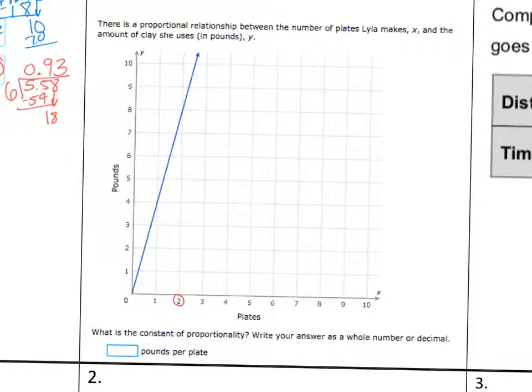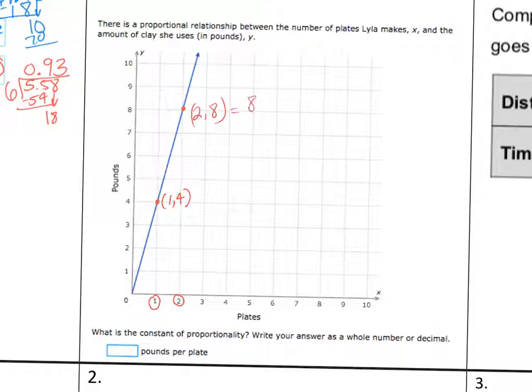So if you look here, if we're looking at 2 plates, how many pounds does she use for 2 plates? We could go up on the graph and see that it's somewhere around here. It's probably 8. I think it is exactly on 8. And then we could look at 1 plate, and that's 4. So remember, this is 1, 4, and that represents 1 plate. Sorry, 1 plate takes 4 pounds. That's a heavy plate. And then 2 plates is 8 pounds.